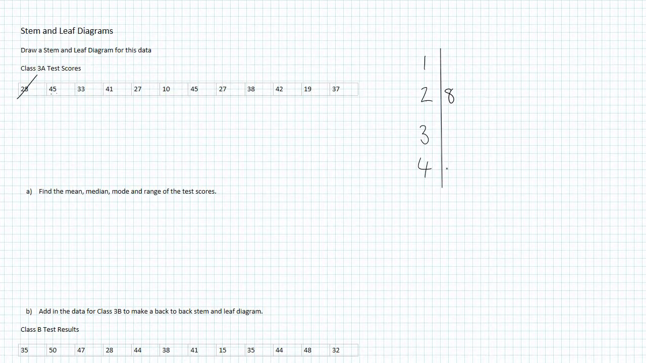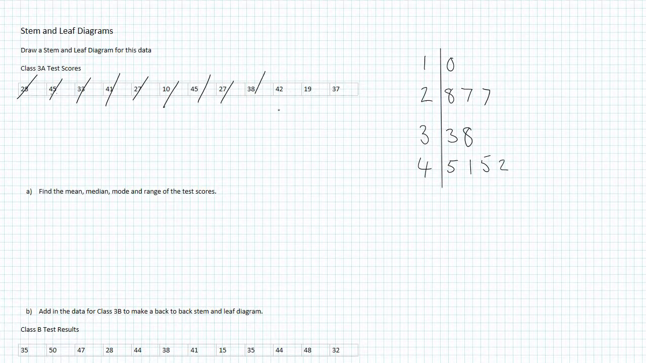And the next one, 45, so I put a 5 there, for my 4 tens, 5 units. 33, I put a 3 there. Now 41, I'm just going to stick that there. Okay, 27, that's going there. 10 is going there. 45, that can go there. 27, there. 38, there we go. 42, there it is. 19, and 37.